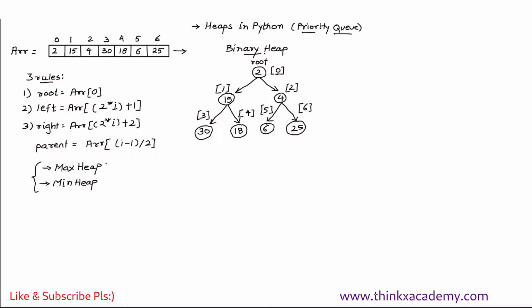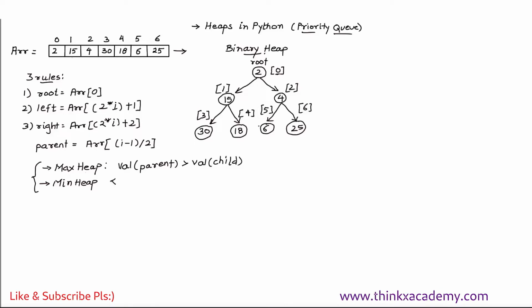So what is a max heap? The property of a max heap says that the value of the parent node inside of the binary heap will always be greater than the values of the child nodes, right? So whether it is the left child or the right child, the value of the parent will always be higher. In case of min, we have the opposite condition, which is lesser than.